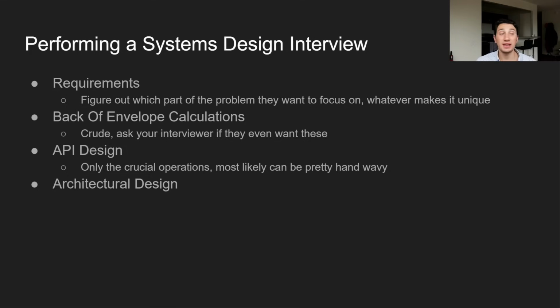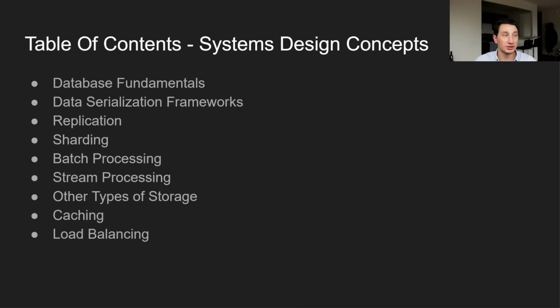Next is going to be API design. Again, if you're talking about a Meta product interview, it might be a little bit more important here, but for the most part, just give the general API of all the endpoints that you might have in your system, and then finally we'll jump into the architectural design.